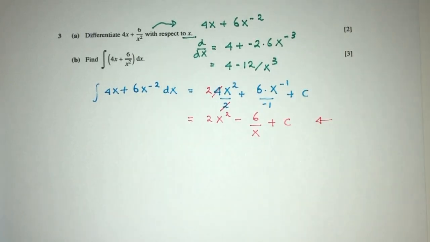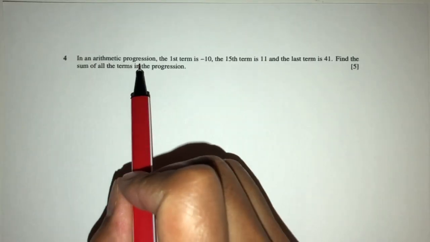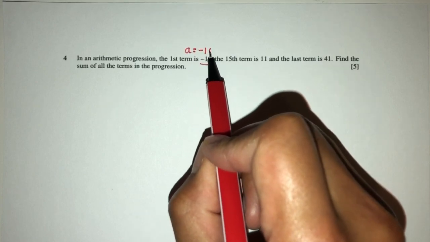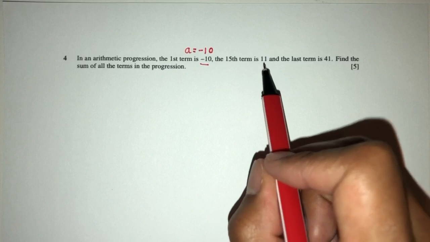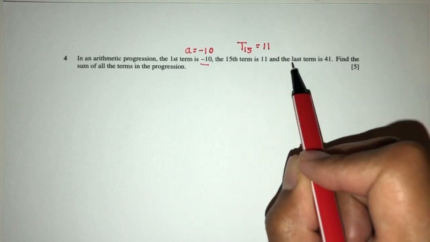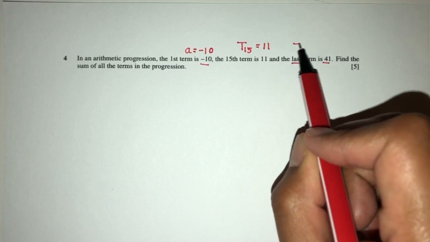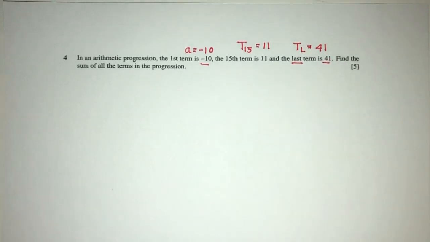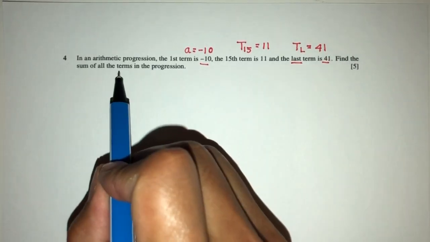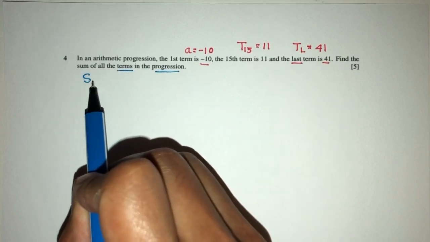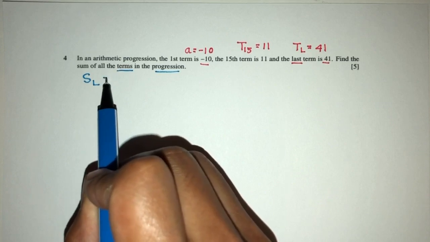One is differentiation and one is integration. Now here we have an arithmetic progression. The first term is minus 10, so a will be the value of minus 10. The 15th term has to be 11, and the last term is 41. We don't know the number of terms, so the last term T of L will be 41. The question is to find the sum of all the terms in the progression, so the sum of the first L terms.